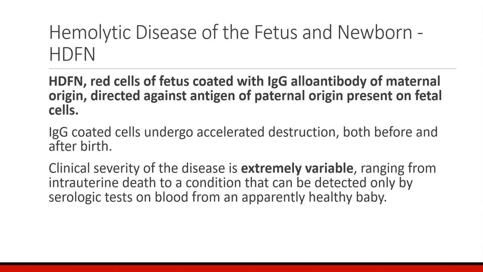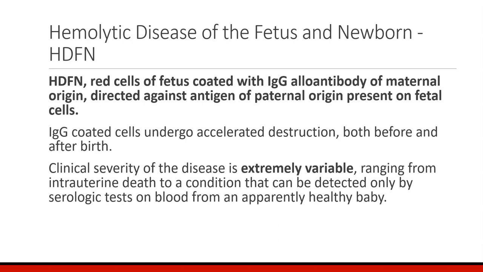Hemolytic disease of the fetus and newborn occurs when the red cells of the fetus are coated with IgG alloantibody of maternal origin, and this antibody is directed against an antigen of paternal origin that's present on the fetal cells. Let me just put that into plain English. So the mom has an antibody. It's directed against an antigen on the fetal cells. The reason that antigen is present on the fetal cells is it came from the dad. So this is how it occurs.